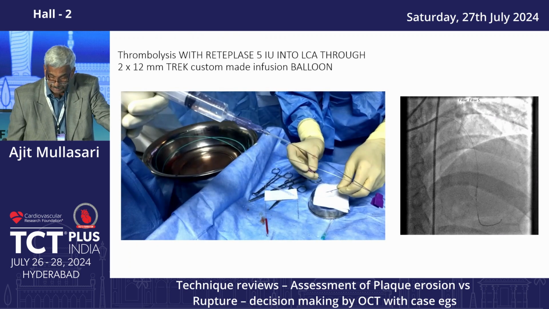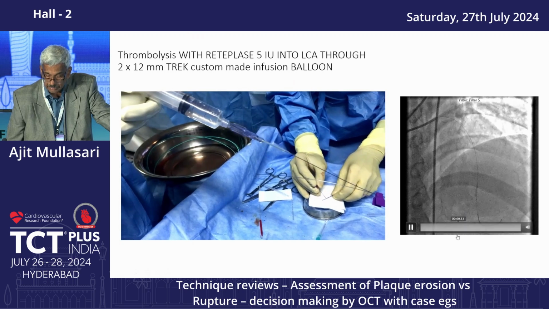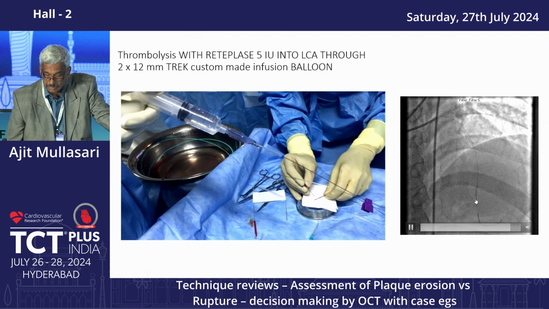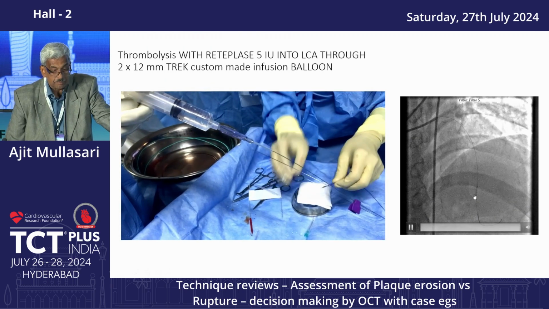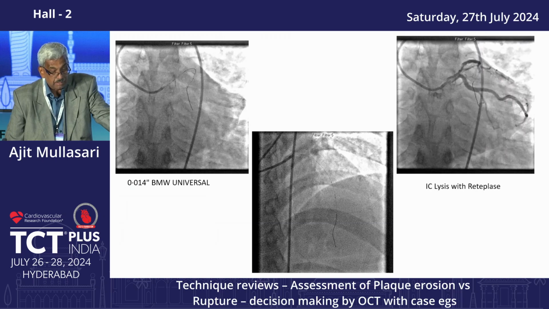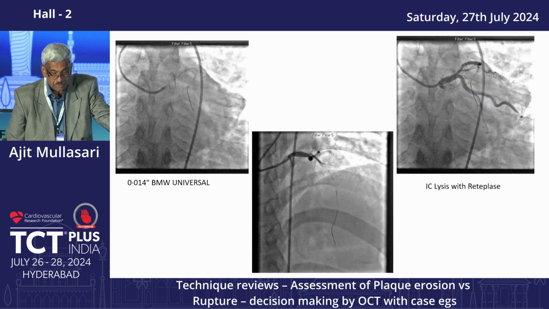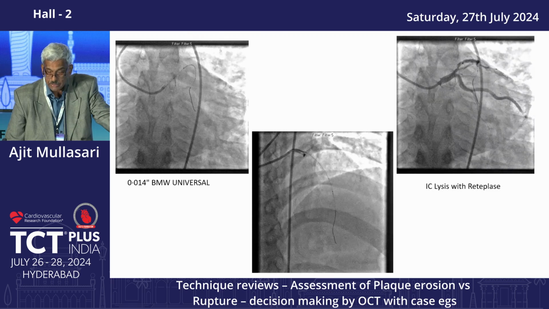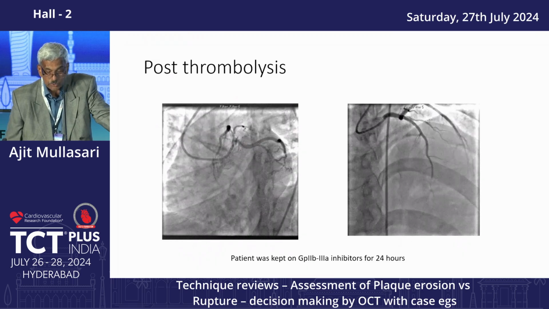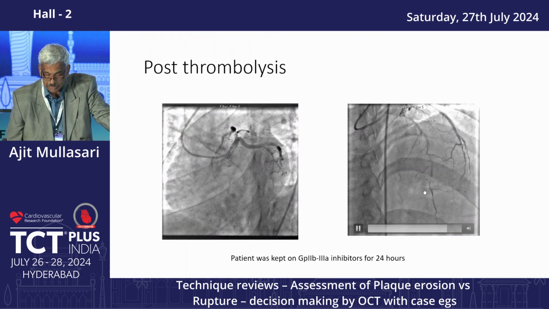And this is how you give the perfusion. You put the balloon right there. You can see the balloon there, and we put it right there and give a perfusion of reteplase 5 units through the catheter. After that, we finished the lysis, just left the patient alone, and you can see the flow gently coming back. Post-thrombolysis, you can see there is some residue.